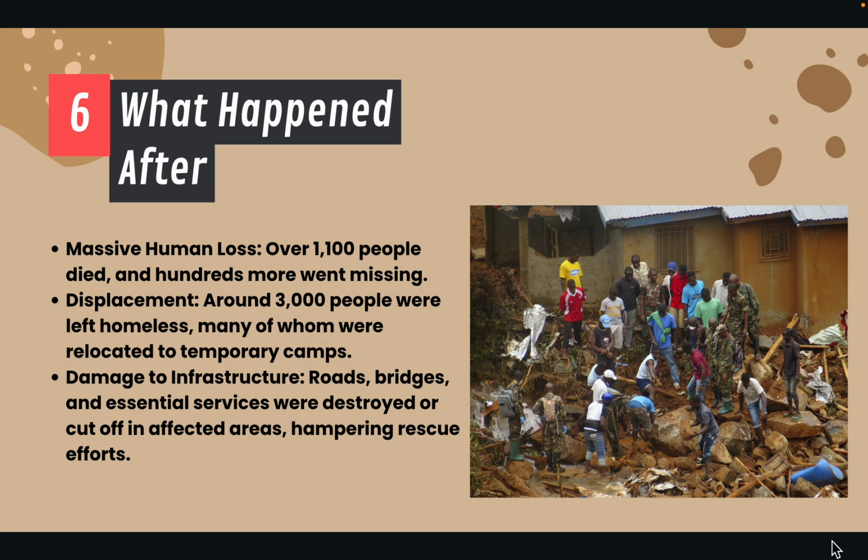So what happened after? Well, first off, it's pretty obvious. Massive human loss. Unfortunately, a lot of people went missing and died because of this mudslide. And again, another unfortunate thing, displacement of homes. As the mudslide ran through the homes, it caused many people to relocate to temporary camps. And the third one kind of relates to the second, damage to infrastructure. Without roads and bridges and essential services, it really made it hard for people to go anywhere, and it kind of hampered rescue efforts as well.